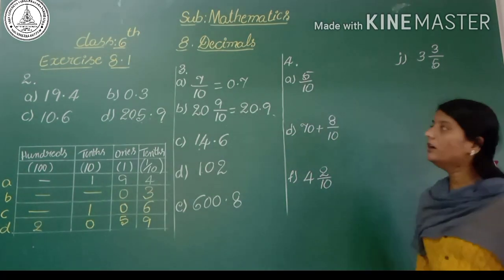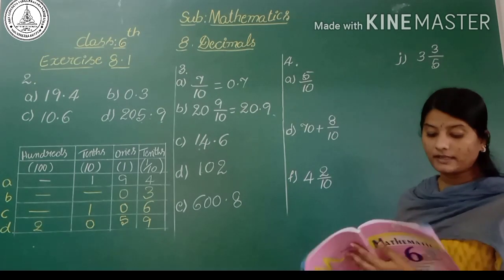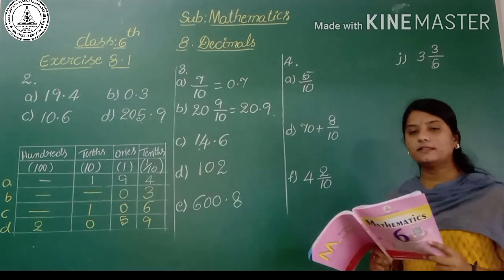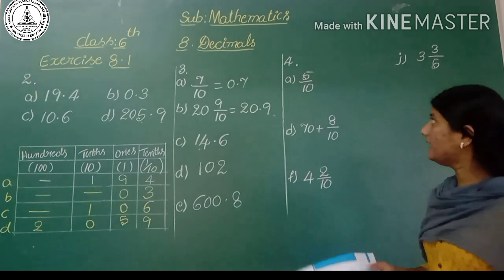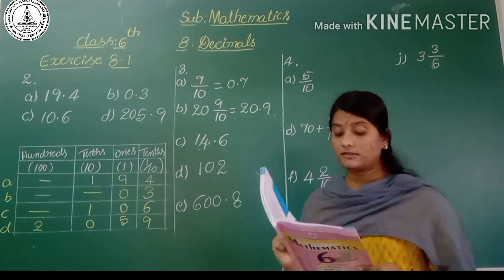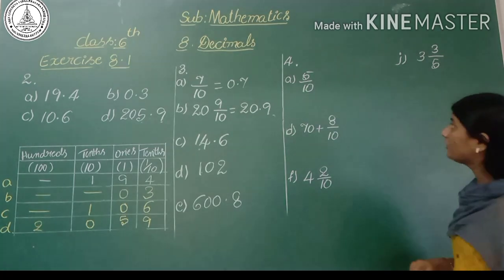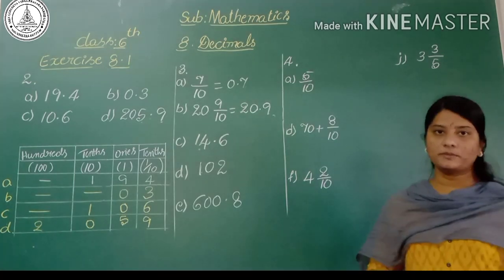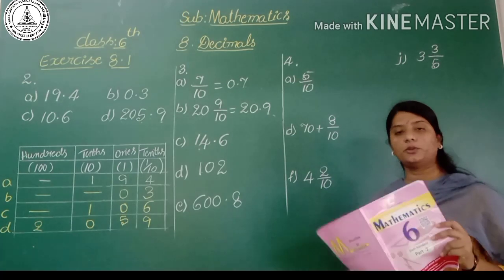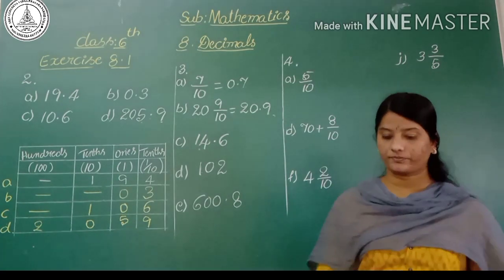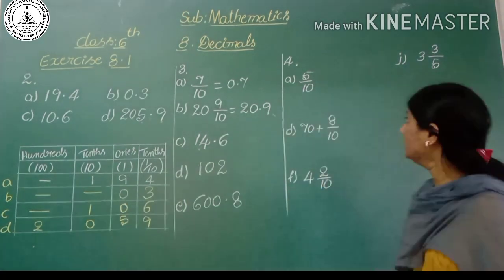Then let's go to the fourth question. Write each of the following as decimals. In your textbook they have given 11 problems. Here I have taken the 4 difficult problems. The rest of the problems you can do in your notes. Let's solve the first one.